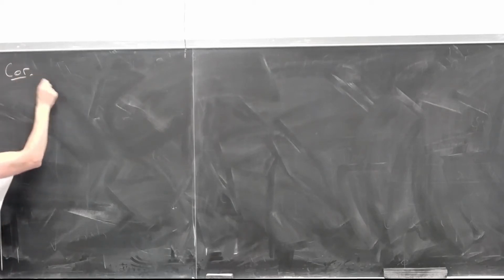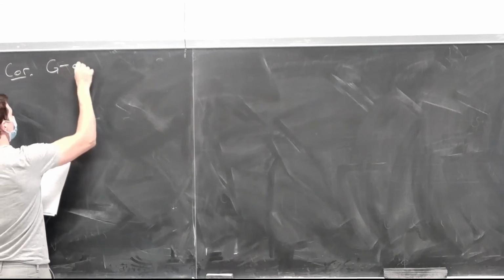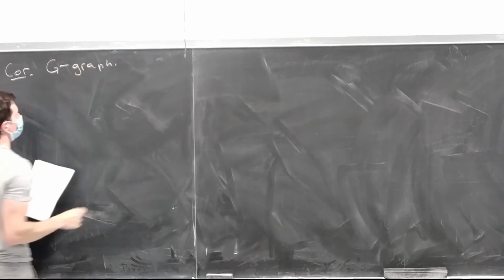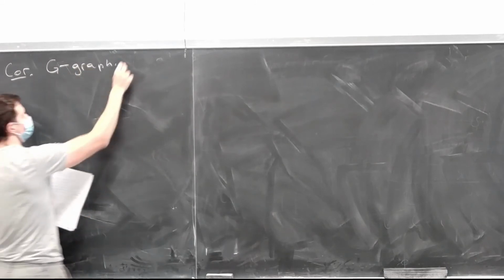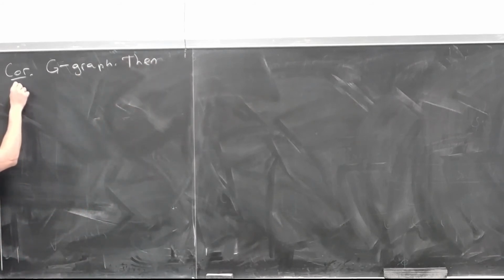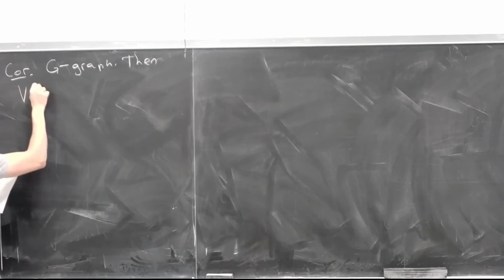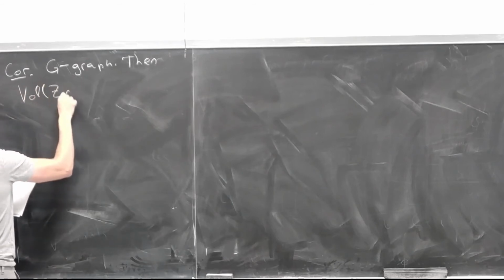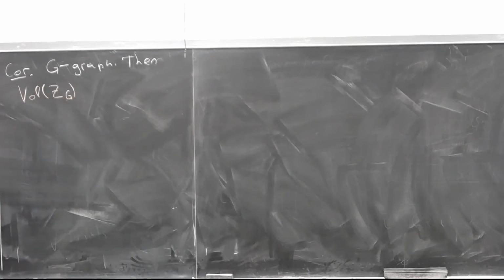Let me now apply this proposition to a particular nice example of zonotopes, namely graphical zonotopes. Corollary: if G is a graph, then what is the volume of the corresponding zonotope? Remember, we had this graphical zonotope.